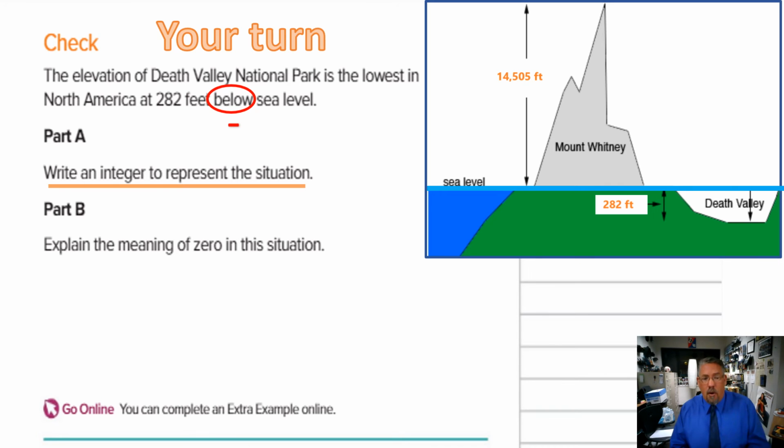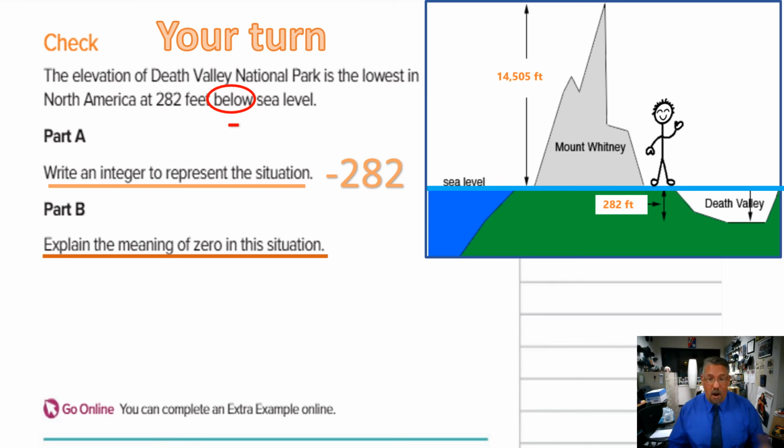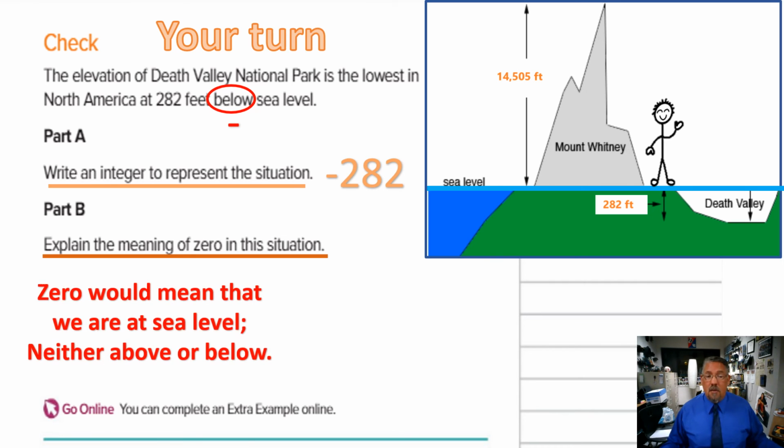So if I'm going to write an integer that represents the situation, and I know it's below sea level, then I'd say, well, that's going to be negative 282. When I'm explaining what the 0 would represent, that means that I'm at sea level. I'm not going above it, I'm not going below it. So I'm just kind of standing there, not going in either direction. So 0 would mean that we are at sea level, either above or below. Don't make it complicated, because it's not. It just means that this is what we're talking about, and it's going to stay the same.